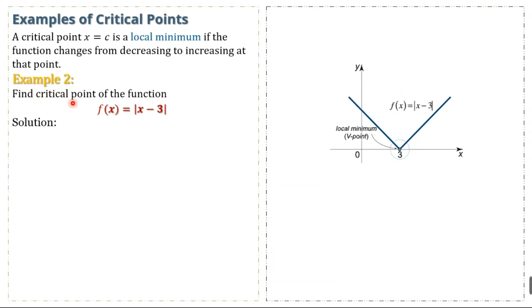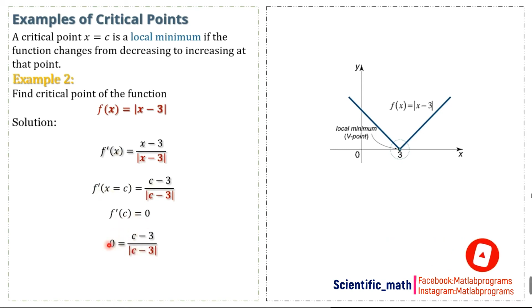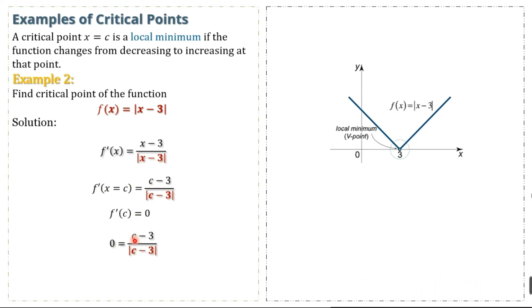Example 2. Find the critical point of the function f(x) = |x − 3|. Solution. First we find the derivative of this function: f'(x) = (x − 3)/|x − 3|. Now we replace x with c and set the derivative of the function at c equal to 0, and now we find the value of c, and c is equal to 3.